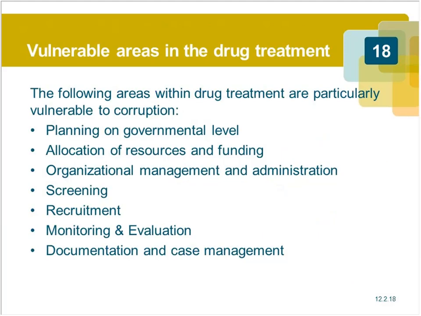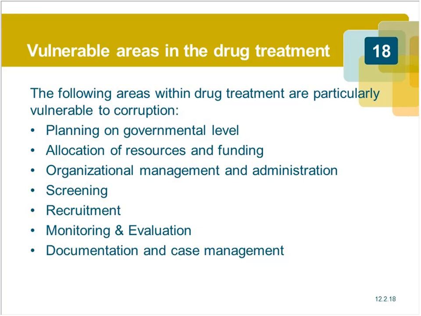The next. So when we analyze drug treatment, we found that the following areas within the drug treatment system could be particularly vulnerable to corruption. One, when the government is planning. How do they plan? Do they have enough data? Do they have enough epidemiological information that is telling them the size of the population affected, the kind of drugs that these people are using, whether there is injecting or not injecting, the needs of these people in terms of medication, in terms of staff to provide that medication? Do they have that so that good planning is happening? Oftentimes we know that this is not the case.